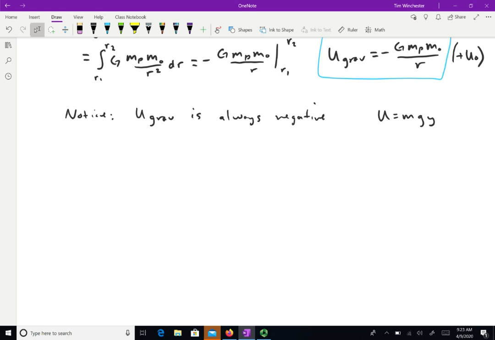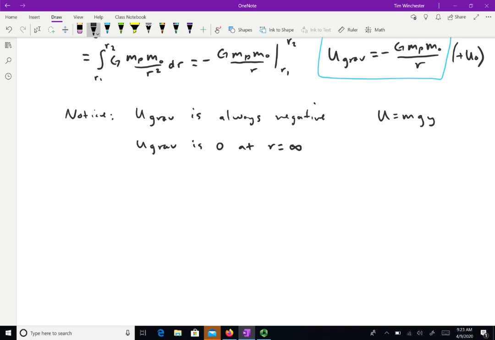A nice thing about this expression is that U grav goes to 0 at r equals infinity. So if you get far enough away, we can think of the gravitational interaction as going to 0. Both the force goes to 0 and any gravitational potential energy goes to 0. So that means that we can ignore stuff that's far away. That's a thing that is really nice to have. We only have to worry about stuff that's relatively close.